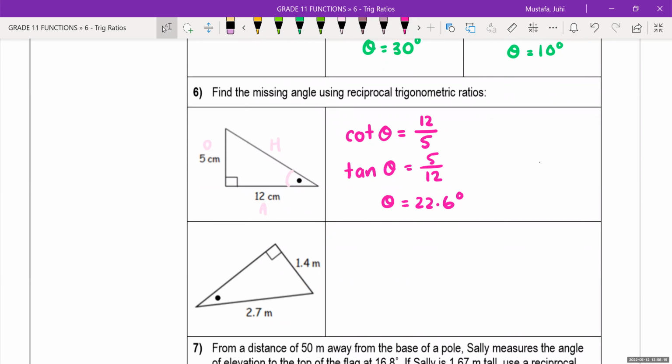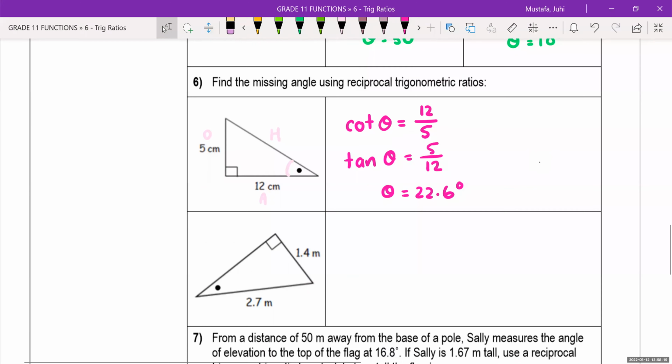Go ahead and do the same thing for the second useless diagram. Maybe I should be more positive.